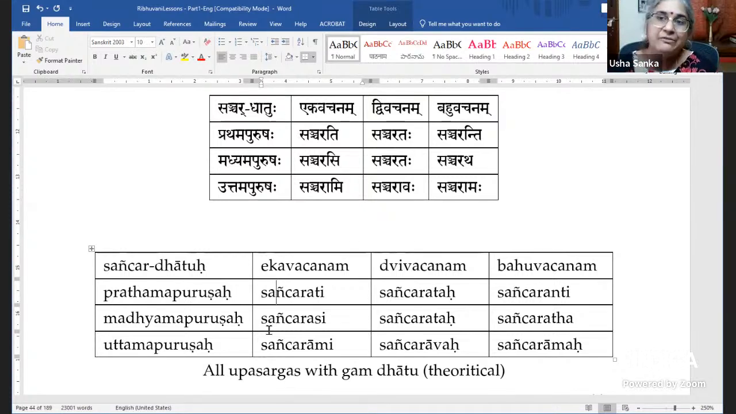It is so powerful. When you add an upasarga to a dhatu, it can generate n number of meanings depending upon the context. We are not even aware of them. It has so much power. But in the language, as I told you, there is a possibility of adding all the 22 to each dhatu present in the dhatu pata. But still, we add only some. So it is limited.